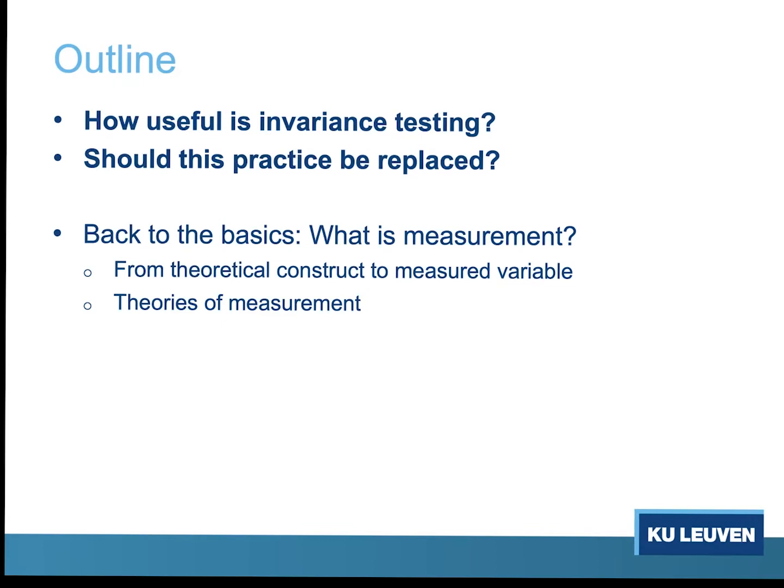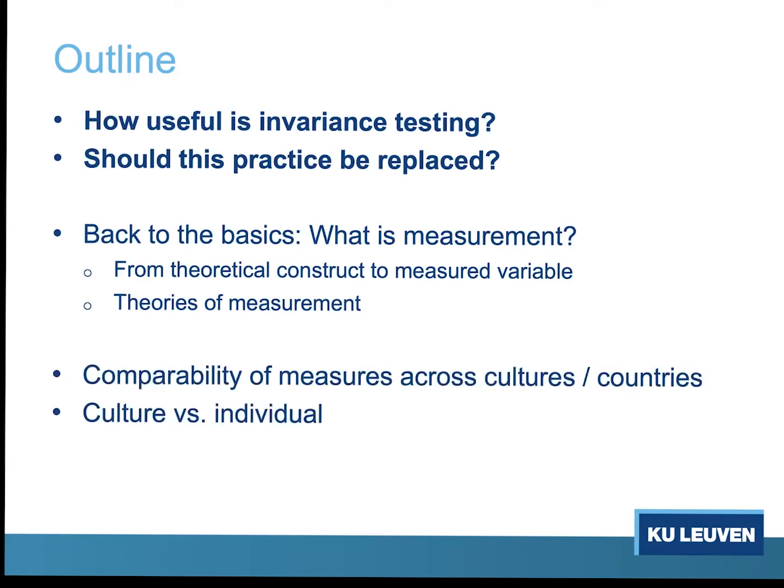And so it's a whole step, a big step from a theoretical construct to a measurable variable, but what can go wrong and what kind of theories on measurements are we using, often implicitly, right? And after going back to the basics, I want to apply this to the realm of comparative value research.